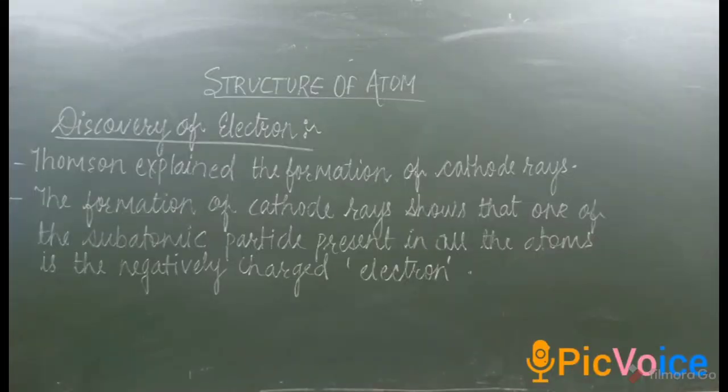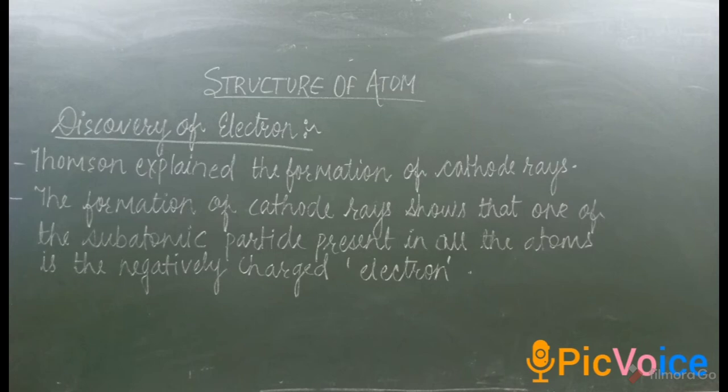Now next is discovery of electrons. The existence of electrons in an atom was discovered by J.J. Thomson in 1897 through an experiment in which he passed electricity at high voltage through a gas at very low pressure taken in a discharge tube. Then streams of minute particles were given out by the cathode, which is the negatively charged electrode. These streams of particles are called cathode rays because they are coming out of the cathode.